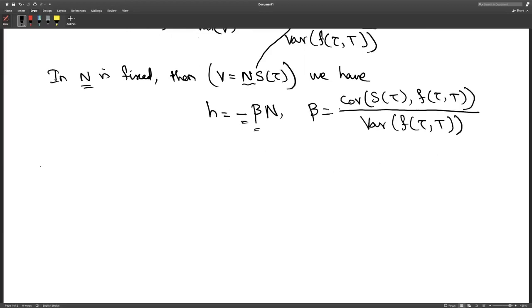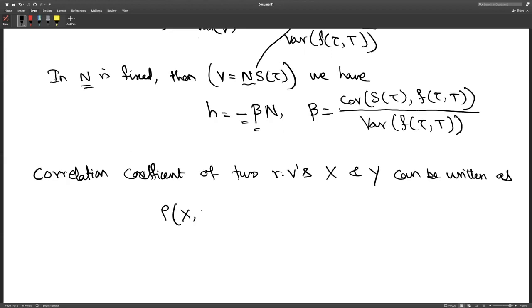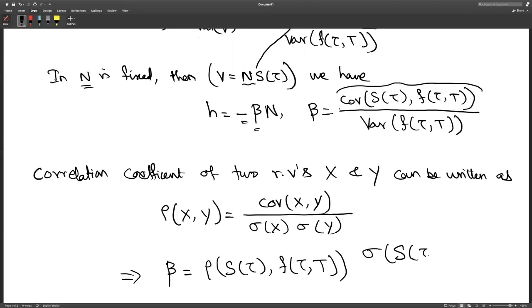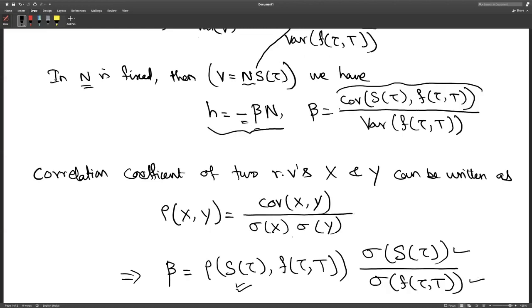If you recall, you can write the correlation coefficient of two random variables x and y as rho of x comma y equal to covariance of x comma y divided by the standard deviation of x times the standard deviation of y, right? So we can use this in place of covariance and write our beta parameter as the correlation between the spot price and the futures price, times the standard deviation of S of tau divided by the standard deviation of F of tau comma capital T. Therefore, if you are given the correlation coefficient and the standard deviations of these two random variables, you can find the minimum variance hedge, correct?